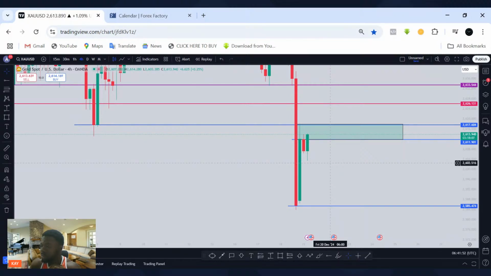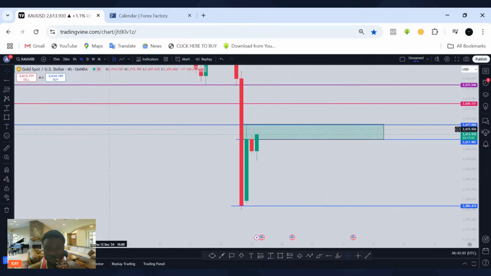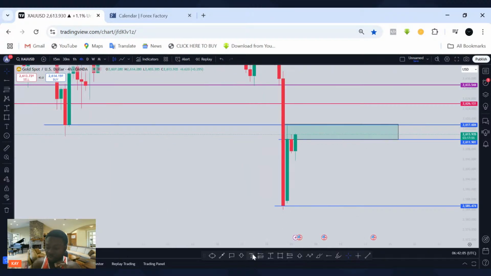If you're having a small account, don't try to trade gold, because the pullback alone is going to wipe your account away. So if you have a small account, kindly stay out from gold.